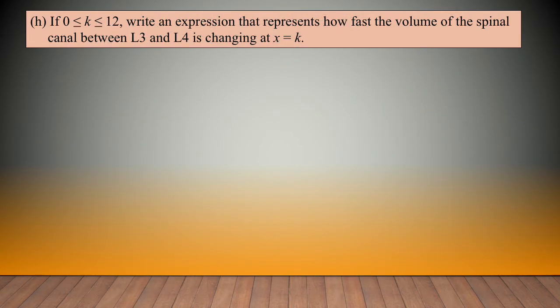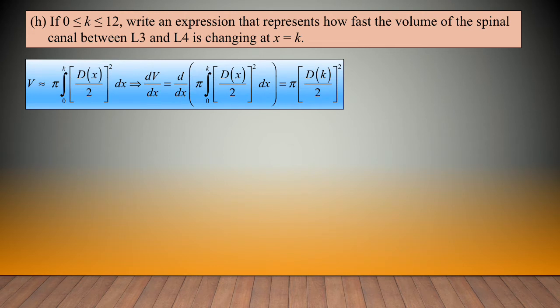H reads, if k is between 0 and 12, write an expression that represents how fast the volume of the spinal canal between L3 and L4 is changing at x is equal to k. We start by writing the volume as pi integral from 0 to k of d of x over 2 quantity squared dx. The lower limit could be 0 or any other constant.